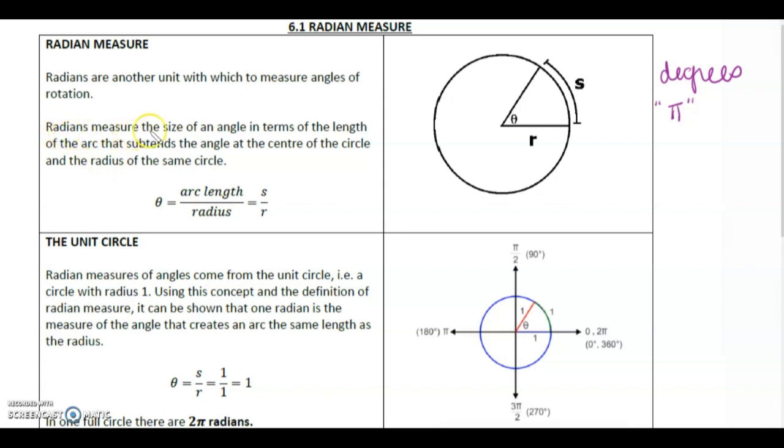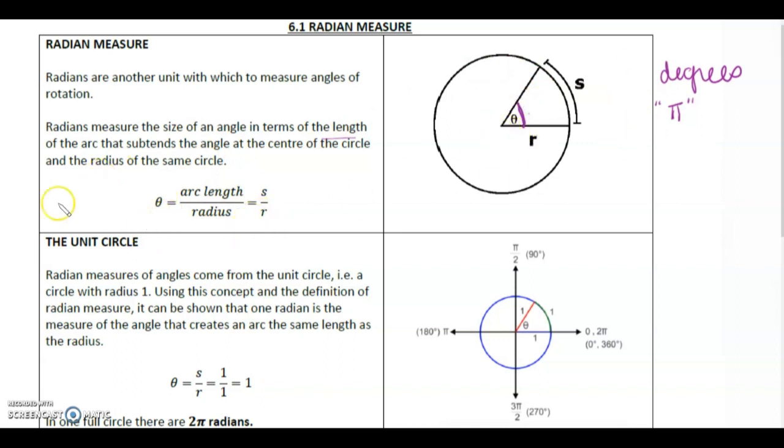Radian measure is the size of an angle in terms of the length of the arc that subtends the angle at the center of the circle and the radius of the same circle. So that's the definition. What this means is, when we talk about the length of the arc, we're talking about arc length. So we have some angle here in radians.